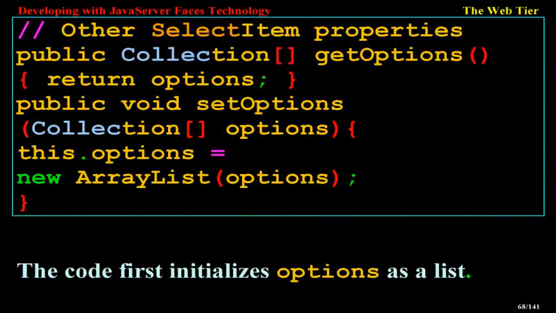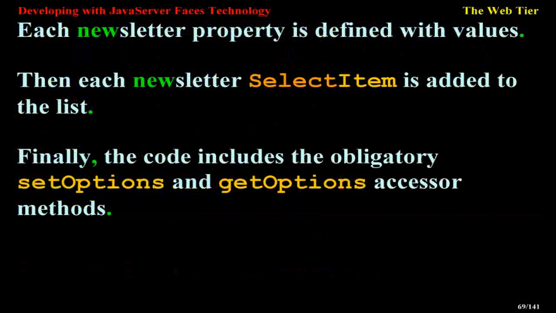The code first initializes options as a list. Each newsletter property is defined with values. Then each newsletter SelectItem is added to the list. Finally, the code includes the obligatory setOptions and getOptions accessor methods.